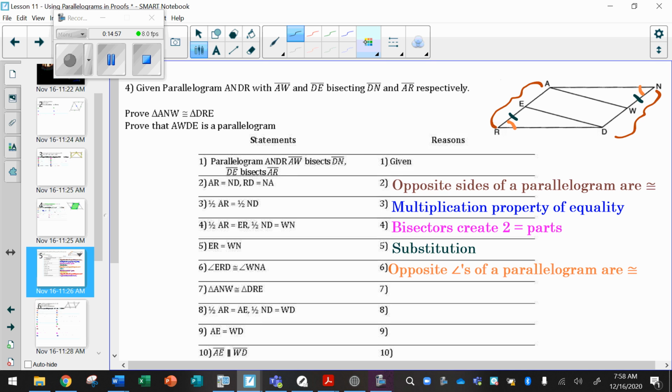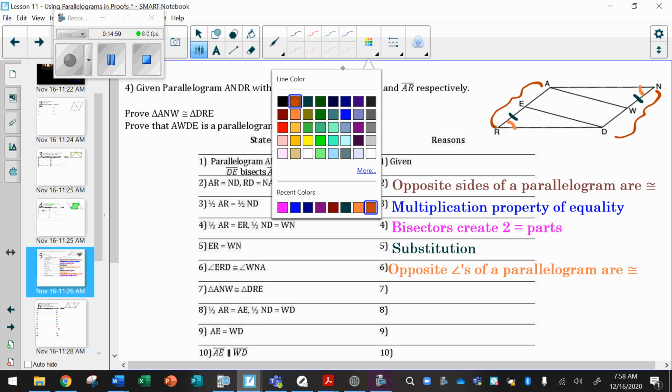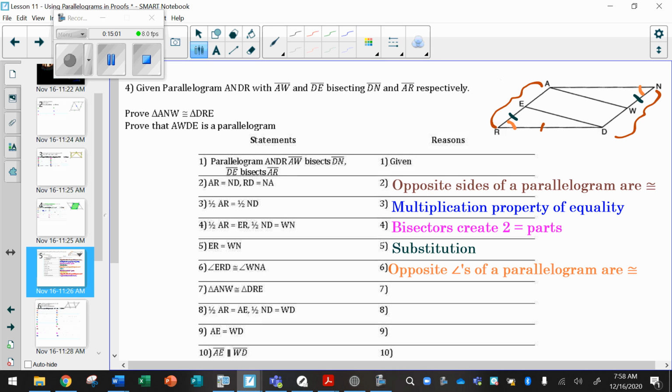One thing that I didn't label from step number 2, we had both pairs of opposite sides of our parallelogram congruent, so I had another pair of sides congruent on the top and on the bottom. So now we have those two triangles congruent. Do you see why? Side, angle, side. So that would be our next step 7.